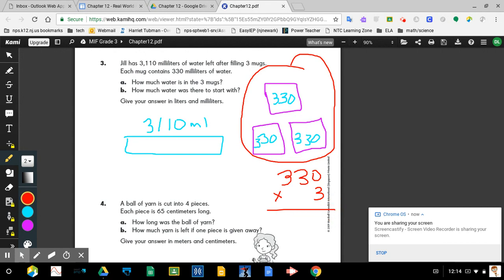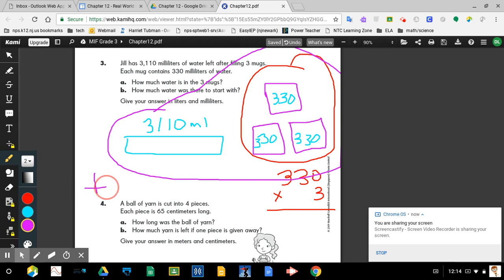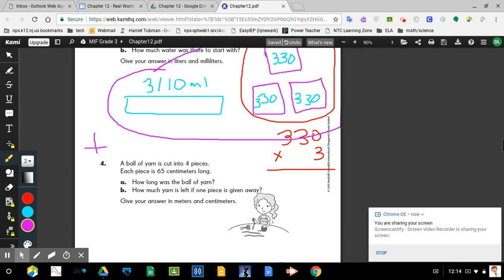And after you figure that out, you want to answer how much water was there to start with. So once you figure out how much water was here for 330 times 3, you want to figure out how much water we started with in the whole thing. Which means we're going to take this number and put it together with this number, and you know you're going to be adding that. So get started on number 3, hit pause and do that first. Then once you're done, we'll move on to number 4.